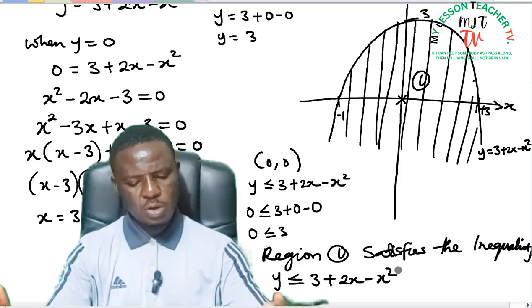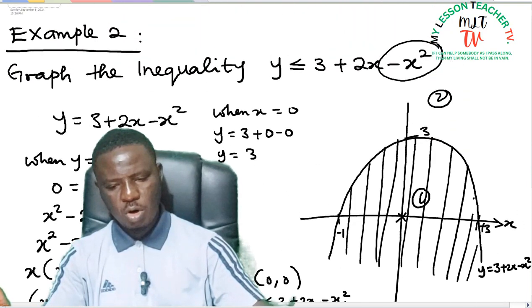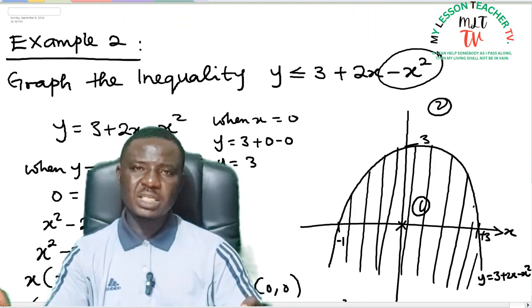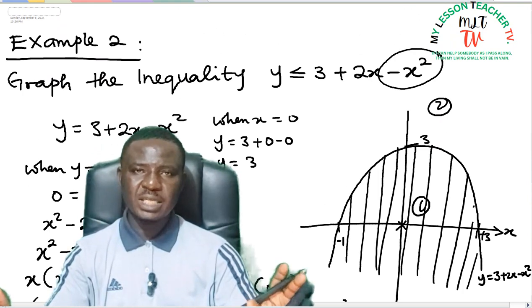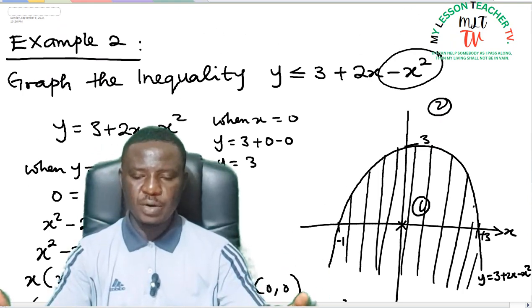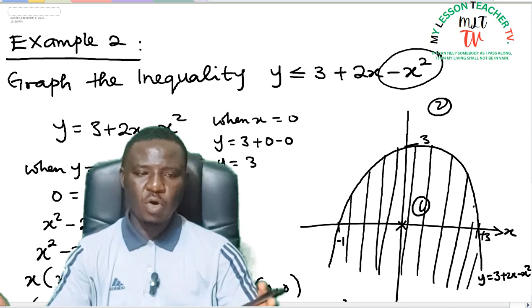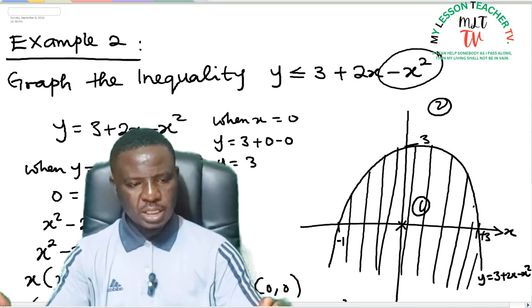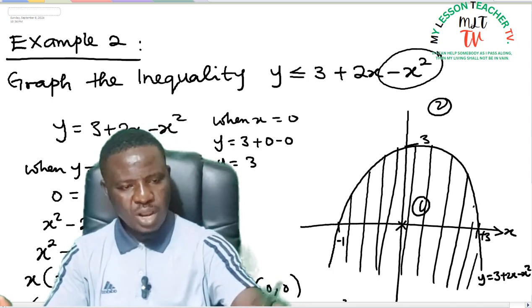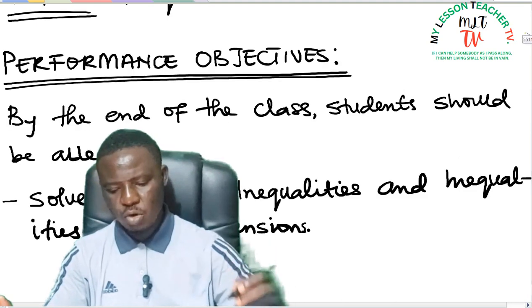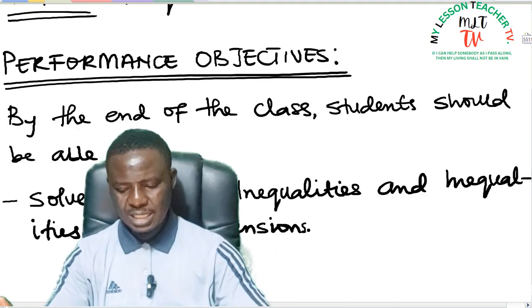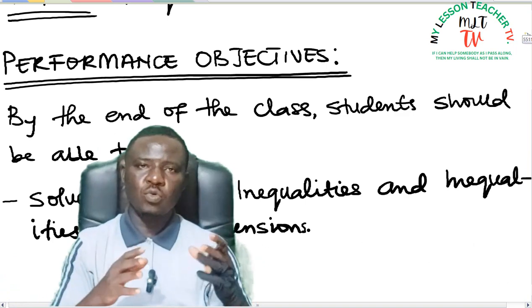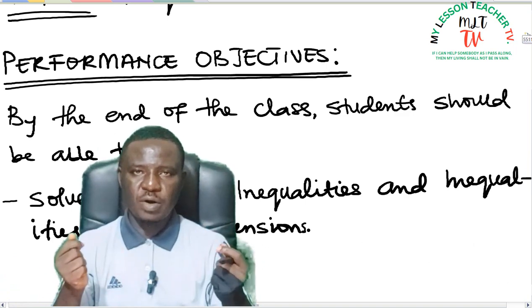So this gives you the solution of quadratic inequalities in two variables. That brings us to the end of today's class. In today's class, we have been able to meet the second objective, which says inequalities in two dimensions or in two variables.